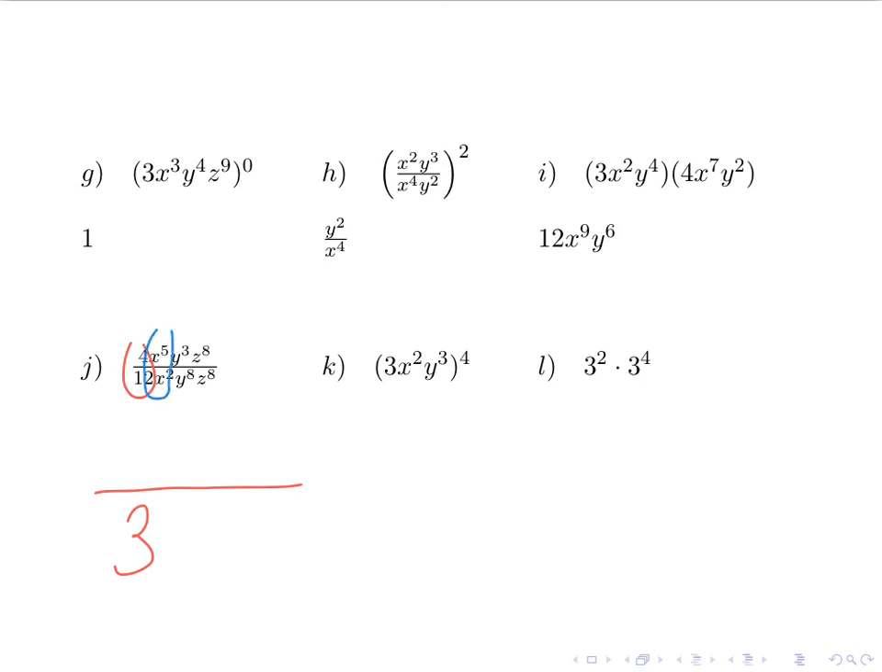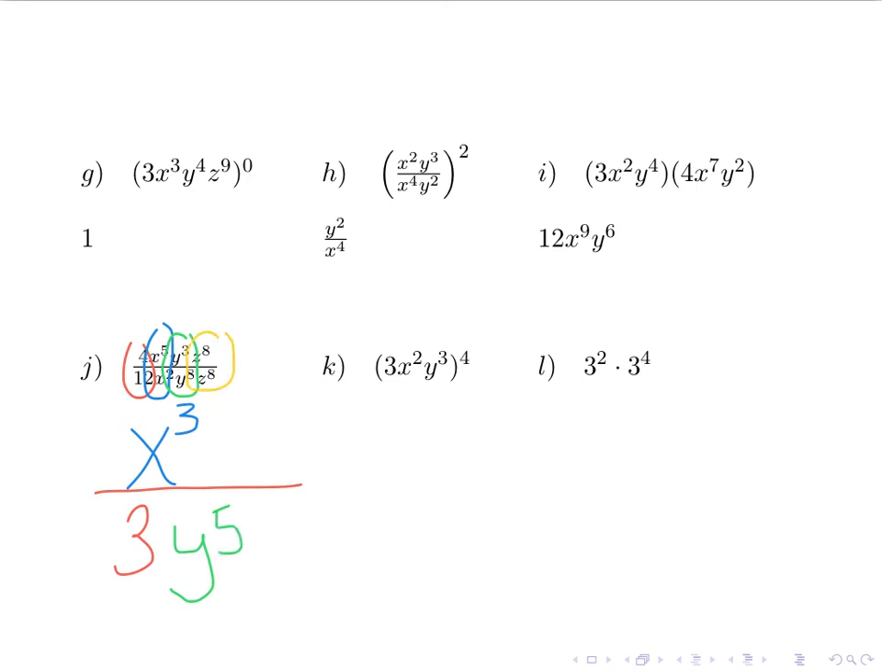Next is the x's. X squared over x to the 5th. The exponent in the numerator is larger, so I know my x is going to be in the numerator. 5 minus 2 is 3. Next, I look at my y's. The denominator's exponent is bigger, so I know my answer is going to be in the denominator. 8 minus 3 is 5.